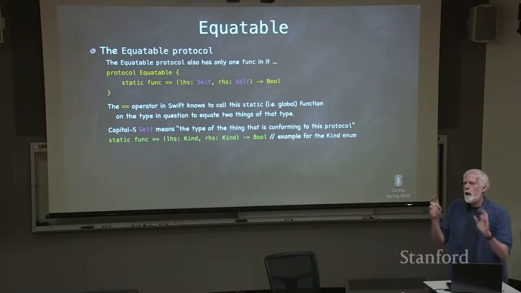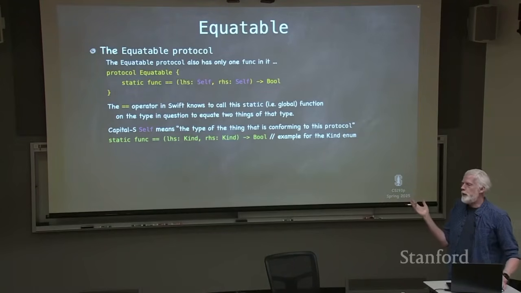Uppercase Self means the type that is implementing this protocol. Okay, so it's the type. Lowercase self is the instance. Capital S Self is the type. Got that? Right? Lowercase self is the instance of self. Capital S Self is the type.